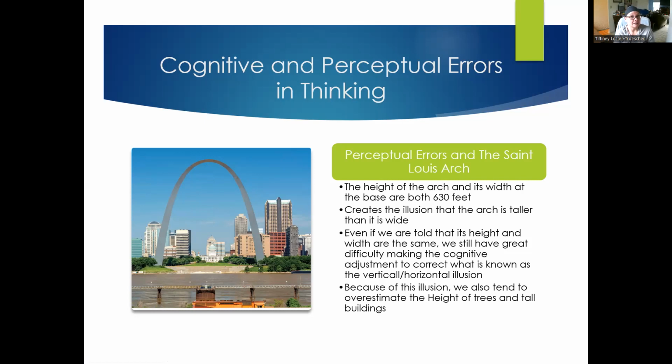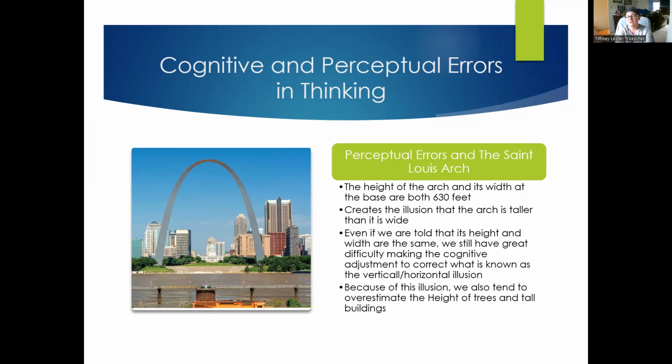But it doesn't look like that. It looks way taller than it does wide. And yet, even though we know that it's 630 feet both ways, even if we went there and measured it ourselves somehow and saw, yep, 630, yep, 630, our brain would still tell us that it is taller than it is wide. It is an optical illusion.